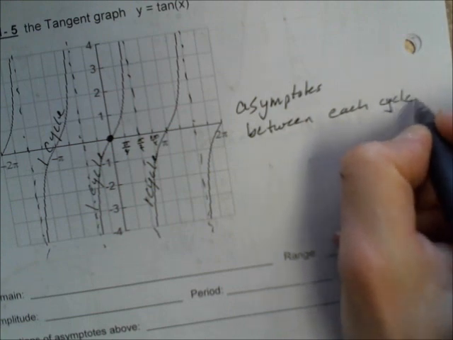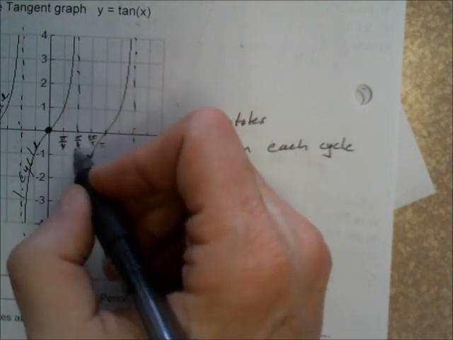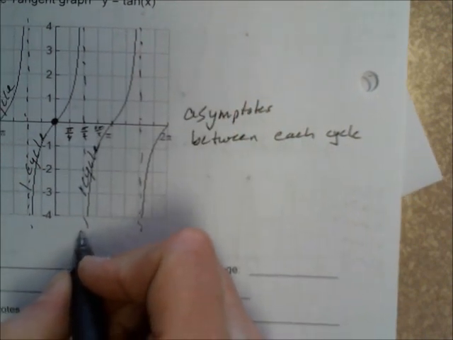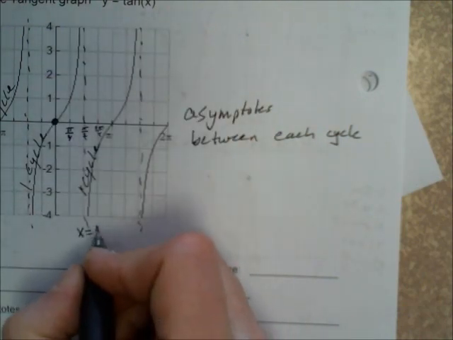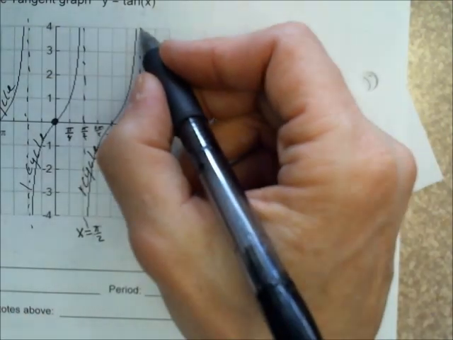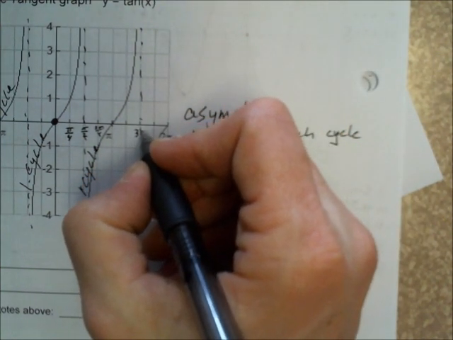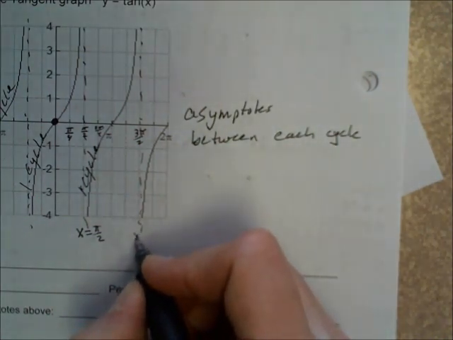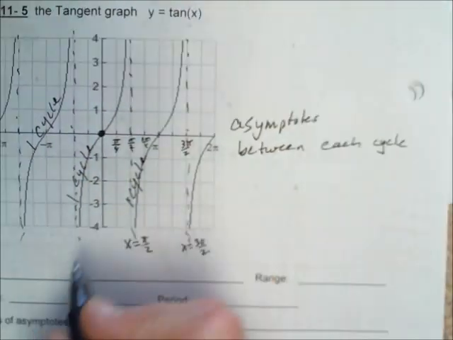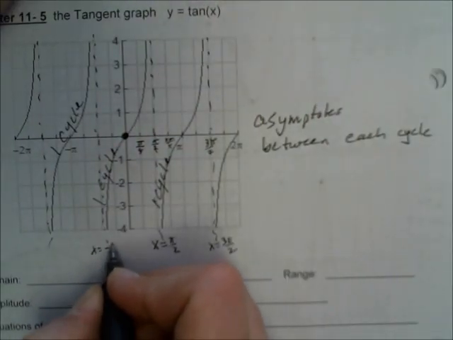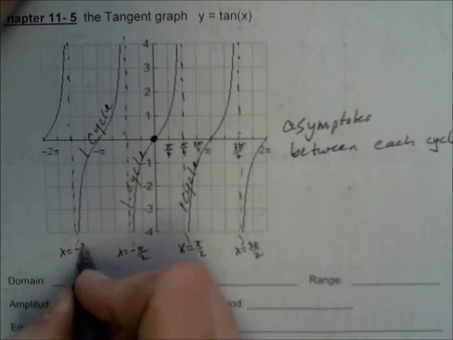And the asymptotes occur at 90 degrees here. This equation here is x is equal to, because it's vertical, and the x value is pi over 2. This one is x is equal to 3 pi over 2. And this dotted line is negative pi over 2. And this one right here is x is equal to negative 3 pi over 2.